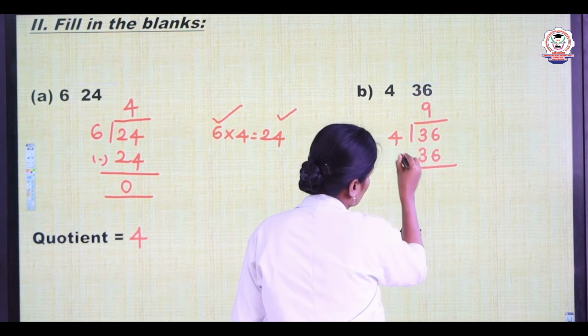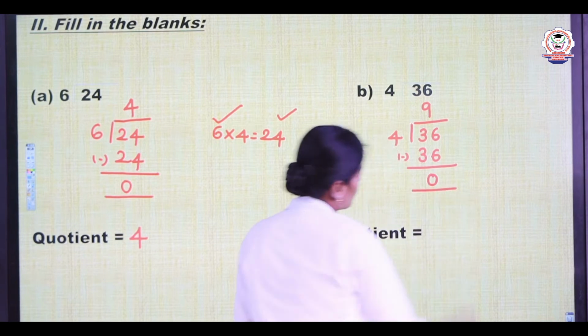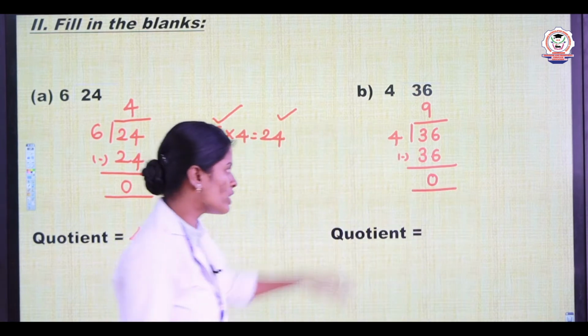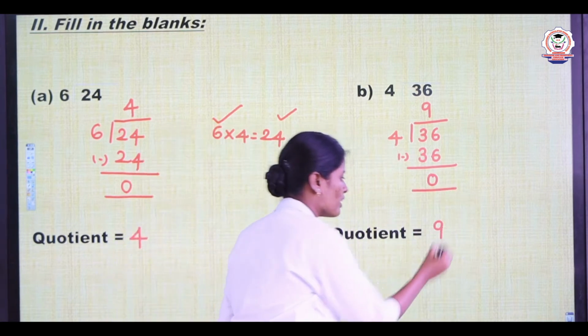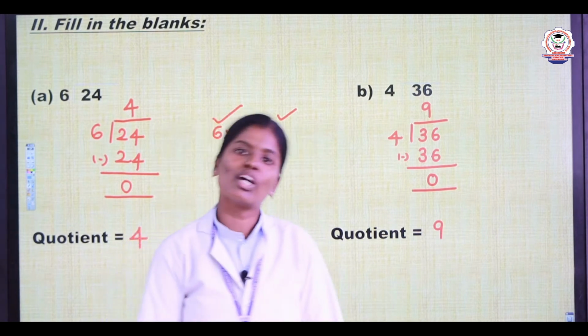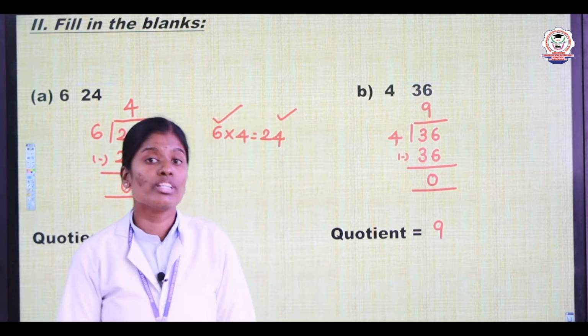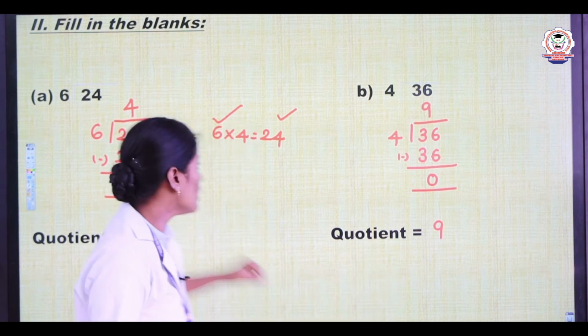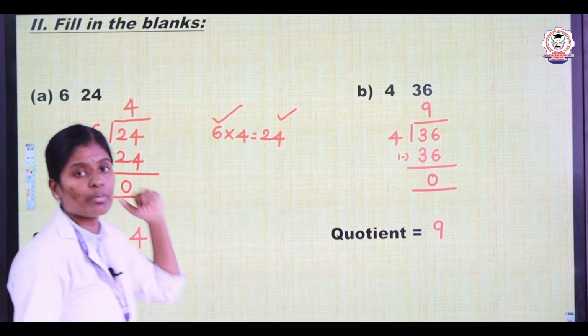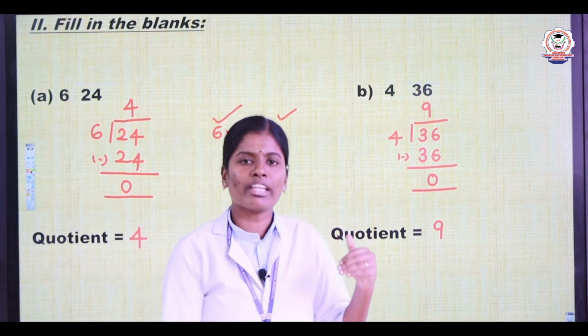Now, 36 minus 36, the answer will be 0. So, the quotient value is 9. What is the quotient value? The quotient value is 9. So, listen my children, listen carefully. We have the dividend value and the divisor value. You are going to find the quotient.